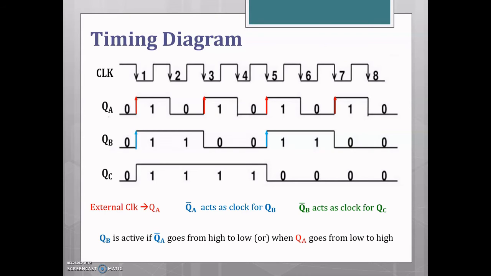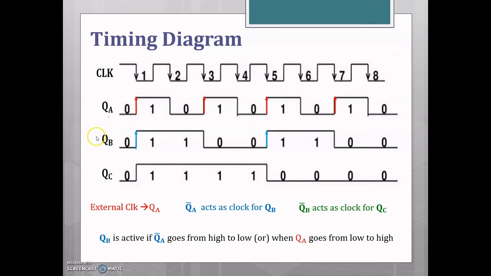The timing diagram is shown in the figure. For the A flip-flop to be active, the clock should be at the negative edge. So at the negative edge of the clock, it is active, and the circuit toggles from logic 0 to logic 1. Similarly, at the next negative edge, the A flip-flop is again active, so toggling from logic 1 to logic 0 occurs. The same thing is repeated.